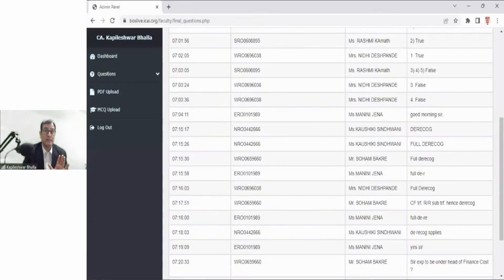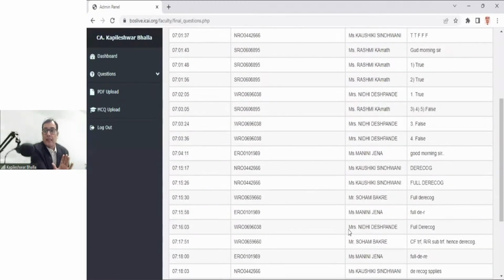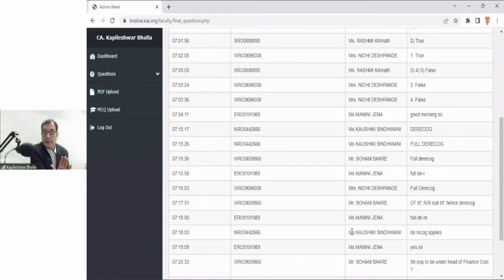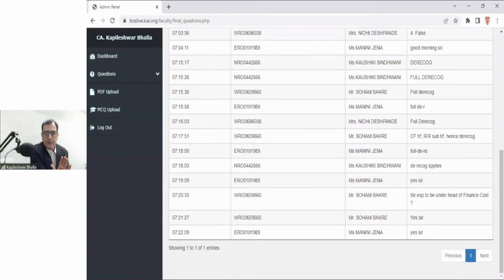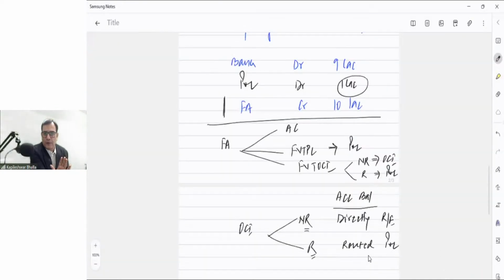Right? I guess I'm making sense on that. And Shobham, you said, I think, so expenses to be under the head finance cost. Expenses, I didn't get you. Which expense are you talking of?